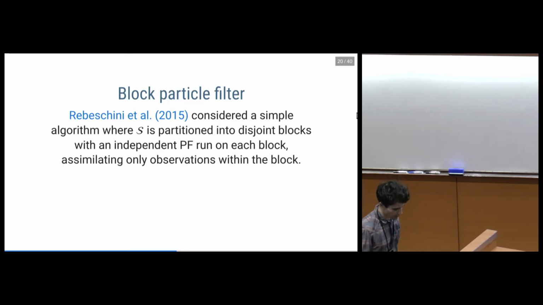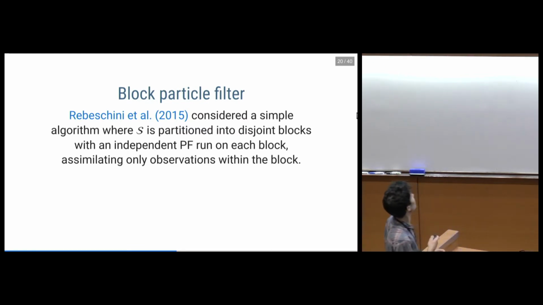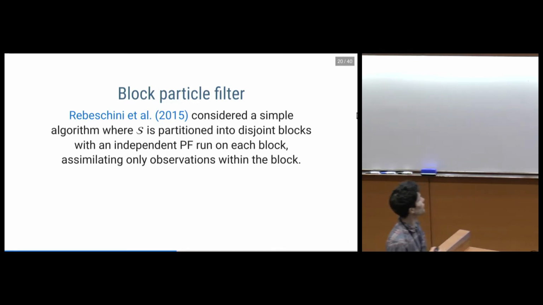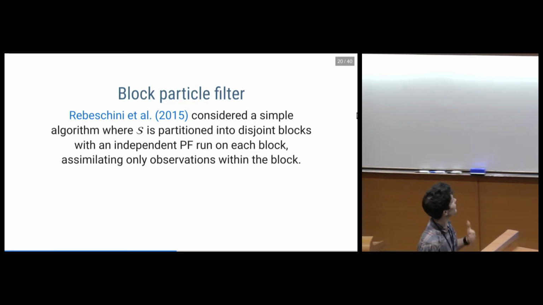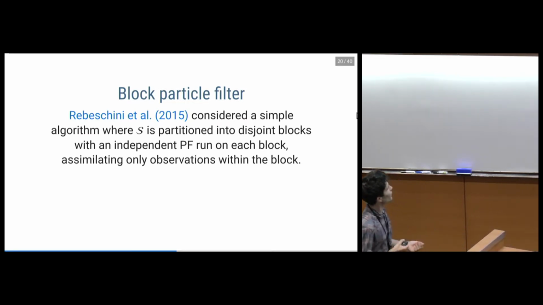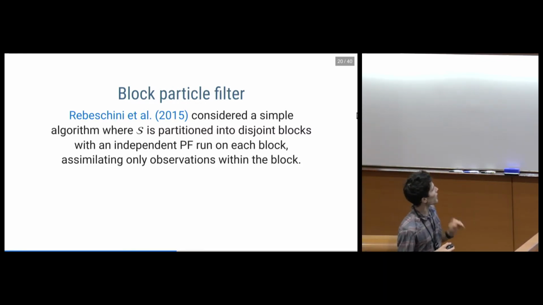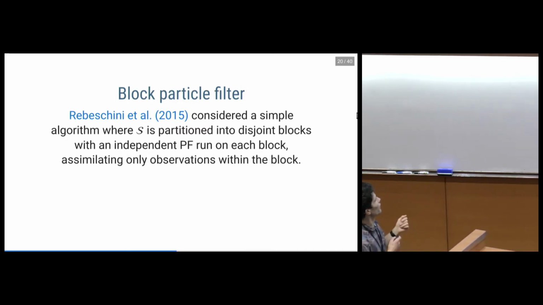So a very simple instantiation of this idea was described in this paper by Rebeschini et al. It was what's termed the block particle filter. So here we take our spatial domain, and then we basically partition it into a set of disjoint blocks. And then for each of those blocks, we just consider them as being completely independent of each other and run the particle filtering algorithm I just described on each block independently, and then within each particle filtering algorithm, assimilating only the observations that are local to that block.